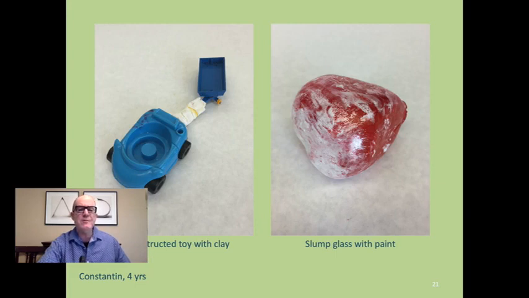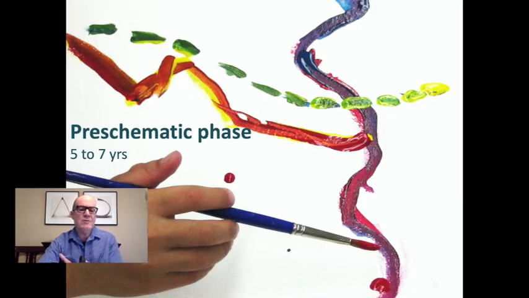Now we come to the pre-schematic phase. When a child reaches this phase, a little bit older, we see more grouping of colors. We see that dots, purposeful dots, start to appear in the drawings, in the mark making. Enclosures start to appear. They have enough control over the way that they make lines that they're beginning to make regular shapes. And a lot of times those regular shapes enclose other aspects of the drawing.